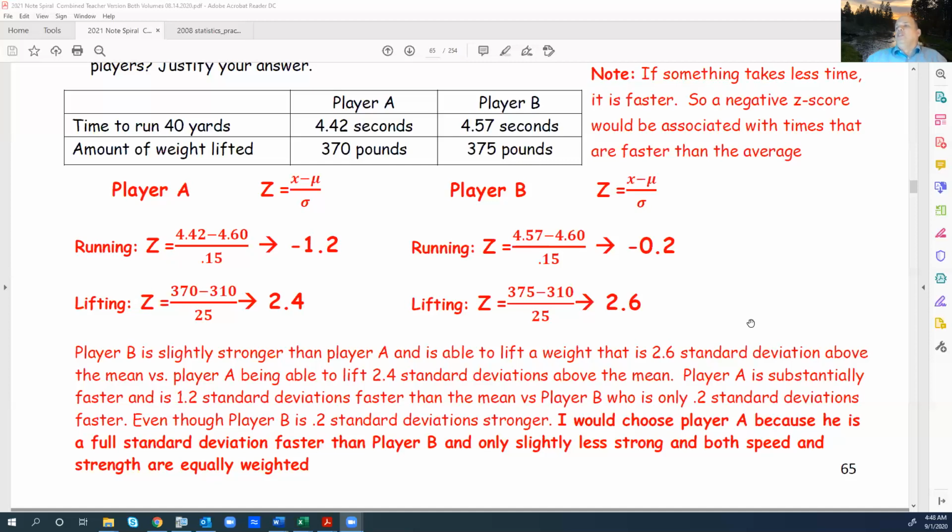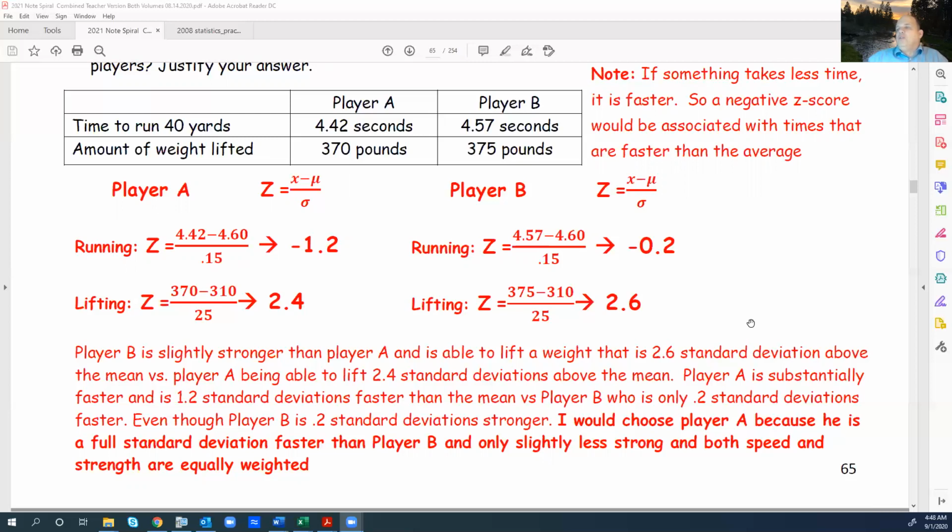So player B is slightly stronger than player A and is able to lift a weight that is 2.6 standard deviations above the mean versus player A being able to lift 2.4 standard deviations above the mean. Player A is substantially faster and is 1.2 standard deviations faster than the mean versus player B, who's only 0.2 standard deviations. So far, I've just reported my results.